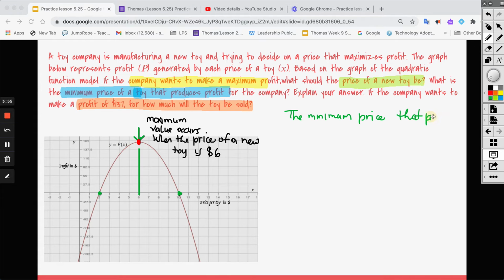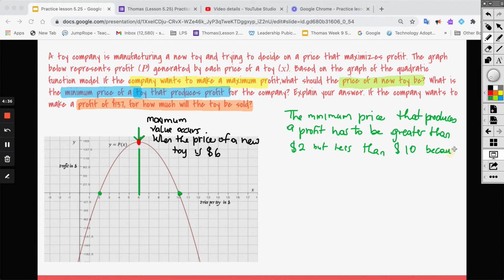that produces a profit has to be greater than $2 but less than $10, because the company breaks even at $2. Why did I spell it that way? Yeah, let's fix that.